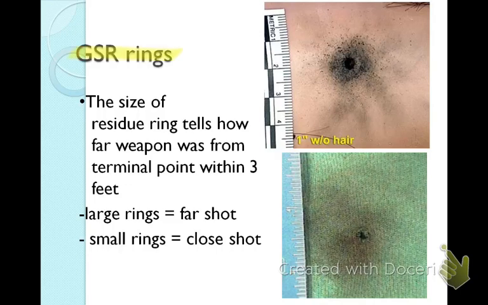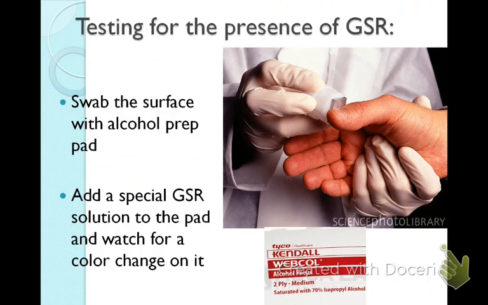GSR rings, you saw in the CSU, they were looking at that. The size of the residue ring tells how far the weapon was within 3 feet. Larger rings is a farther away shot. Smaller rings is a closer shot, closer to point blank.